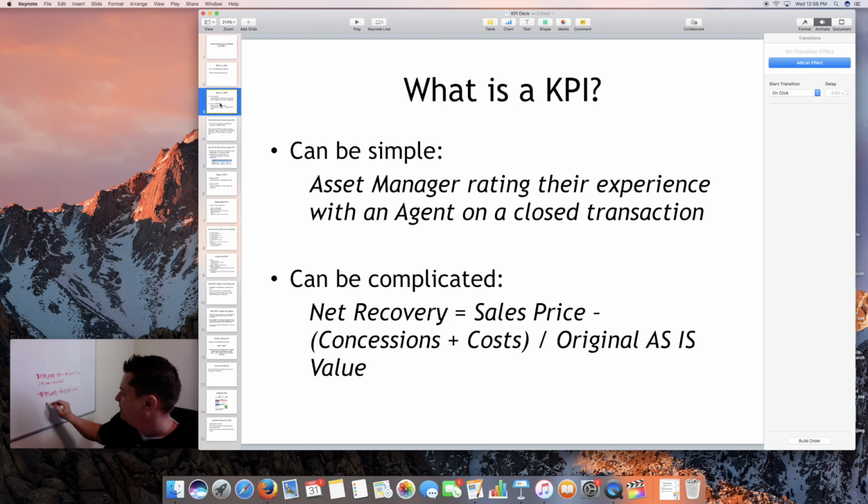So my net recovery equals 95%. Does that make sense? It's just the $100,000 sale price minus my seller closing costs, concessions, plus my fees. So $5,000 total gives me a $95,000 basically net price that I'm coming away with. And then divide that by my original value, $100,000, which gives me a 95% net recovery. And you're going to see how that works when we get a little deeper in here and we actually go over one of the scorecards. Okay.